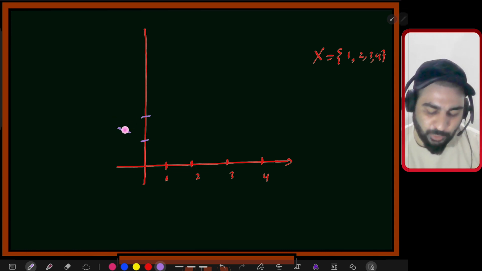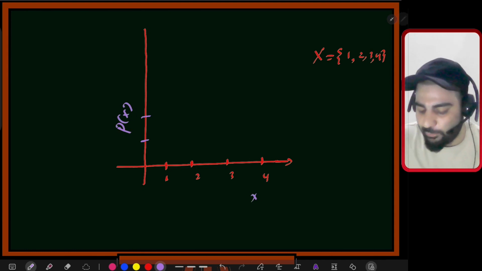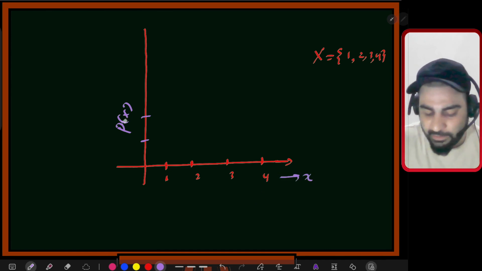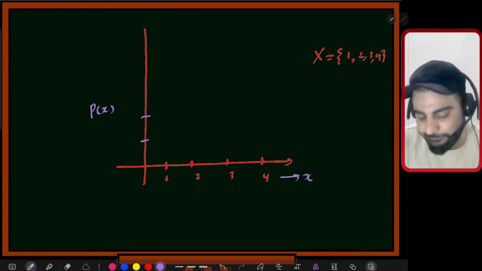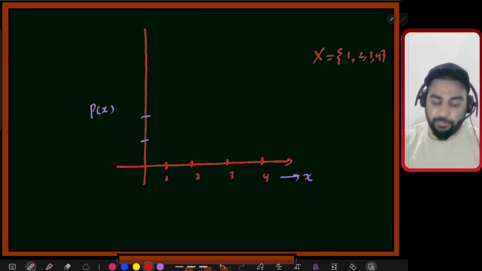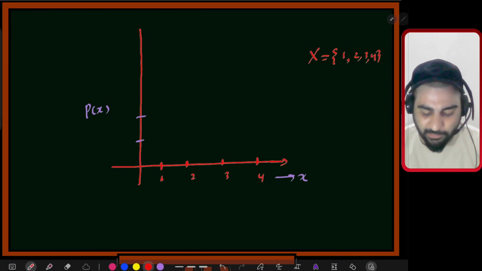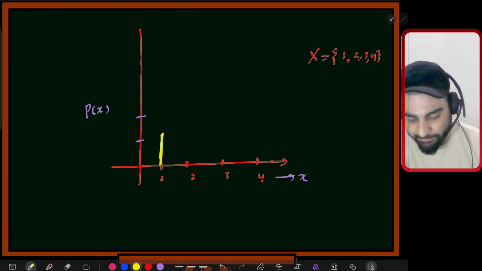So this is the probability of x. This is my value x, these are my values x from here, and these values are the probabilities of x. If I write the PMF, you know we have drawn that histogram sort of thing. We were drawing something like this.